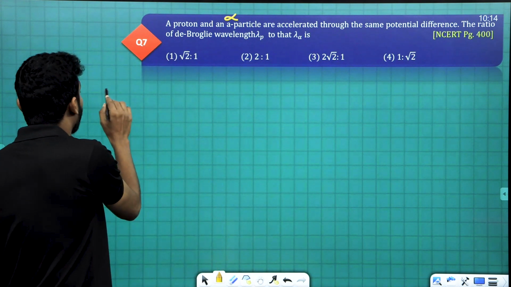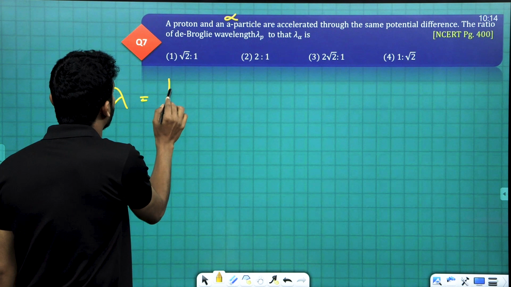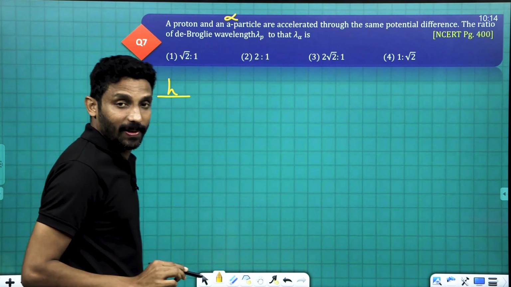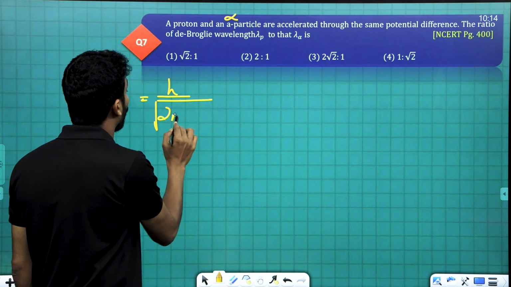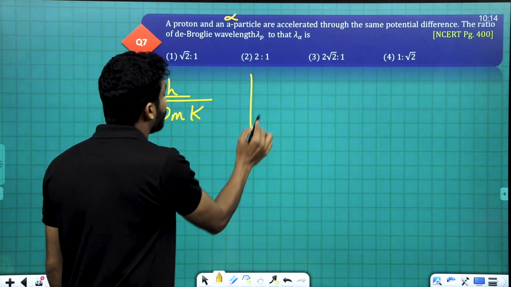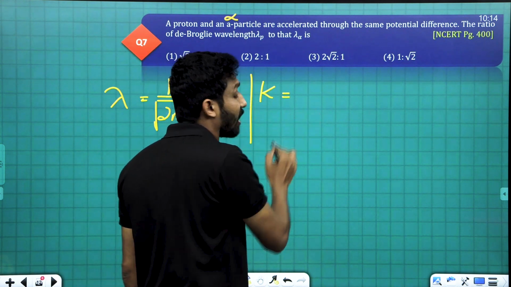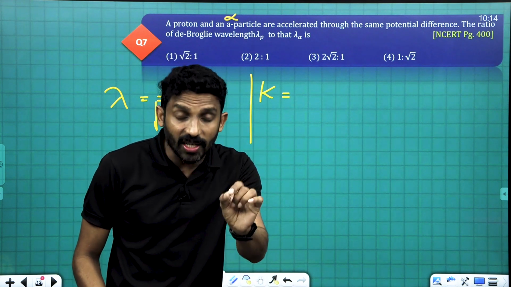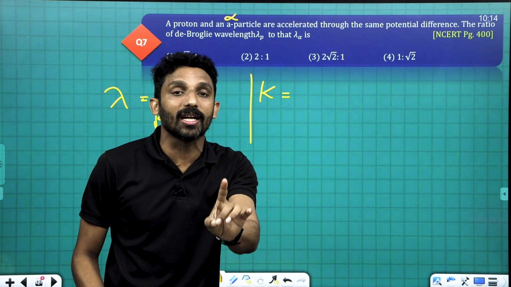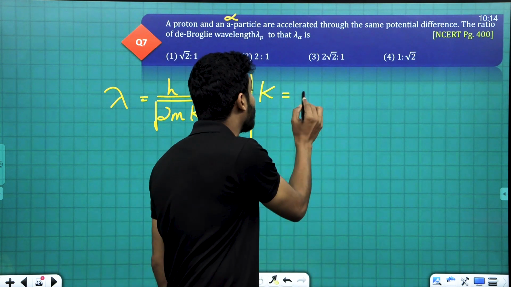See, the de Broglie wavelength we studied is h divided by p. p is root of 2mK, root of 2mK. And the kinetic energy acquired by a charged particle, if it started from rest and is accelerated through a potential difference V, is Q into V.